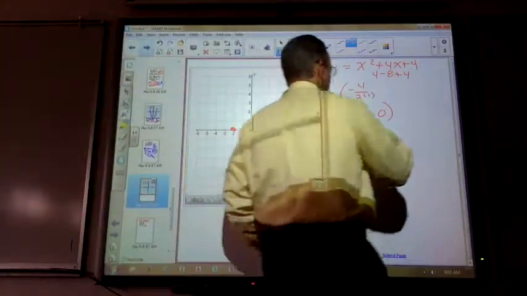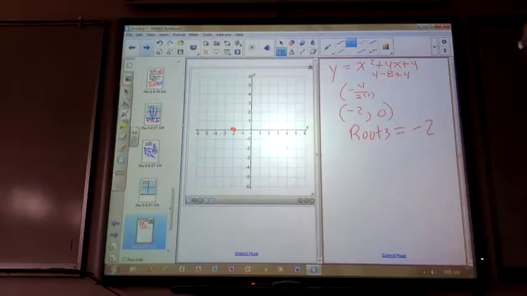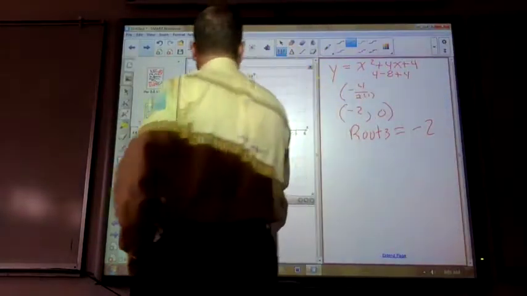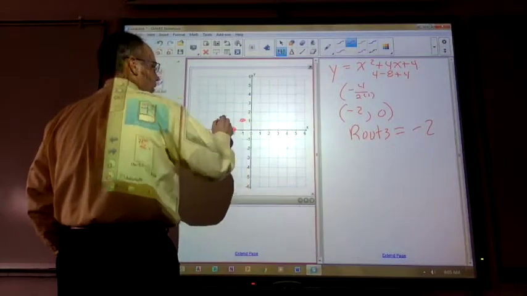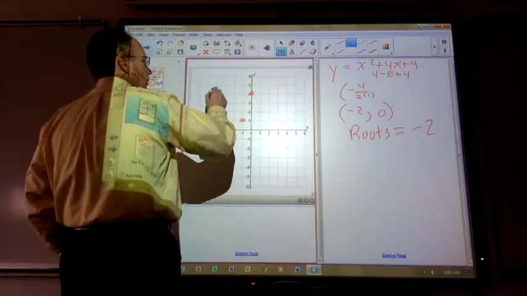In fact, my roots on this one, my roots are negative 2. That's where it's going to happen. It just happens to kiss the vertex. It opens up, we get pattern graph, so I can go right 1, up 1, left 1, up 1. From there, right 1, up 3. From there, left 1, up 3.